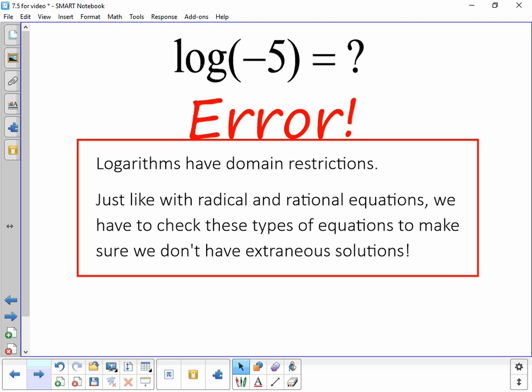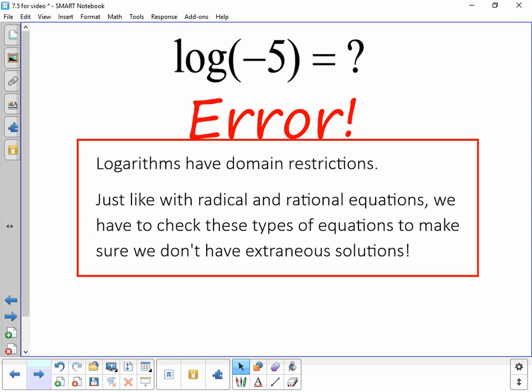It's very similar with radicals and with some rational equations. You may have domain restrictions. You may have x values that just don't work with those functions that cause errors. We've seen those a couple of times so far this year, and logs fall into this category of possibly having extraneous solutions. So it's important to check your answers when you're solving a log equation.